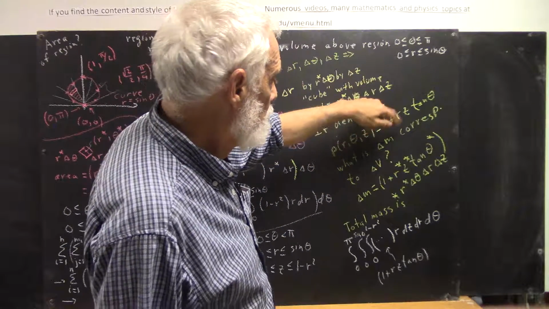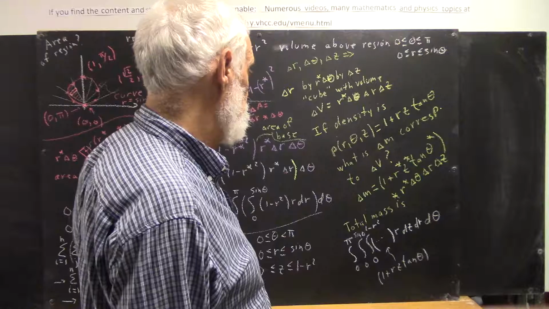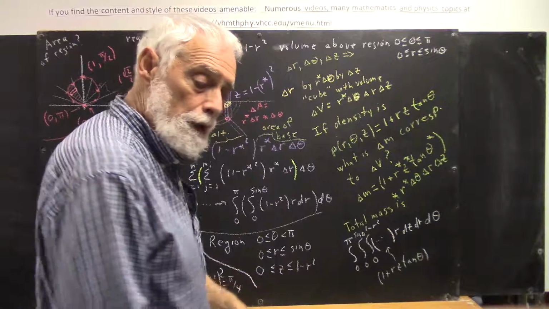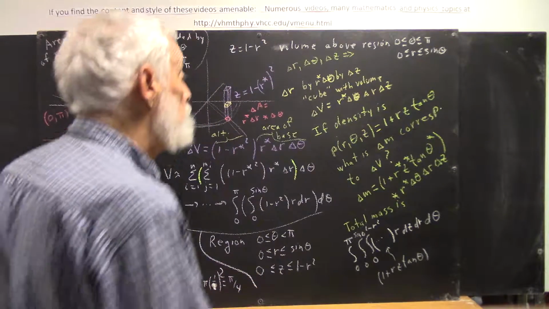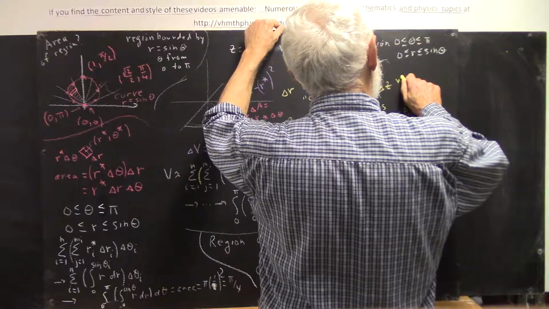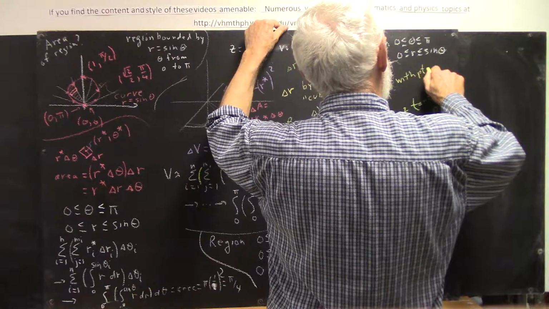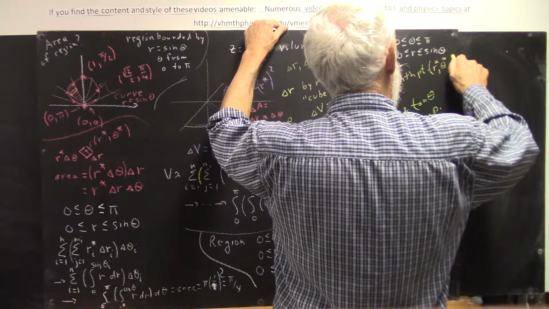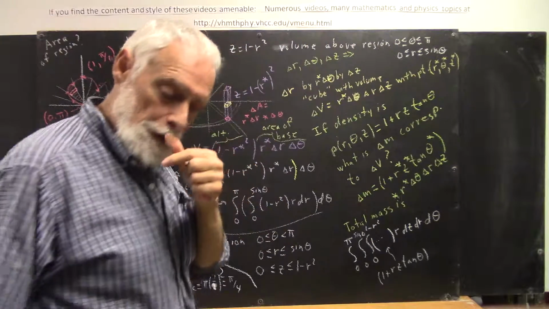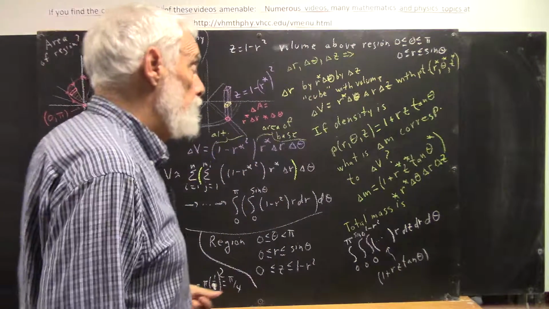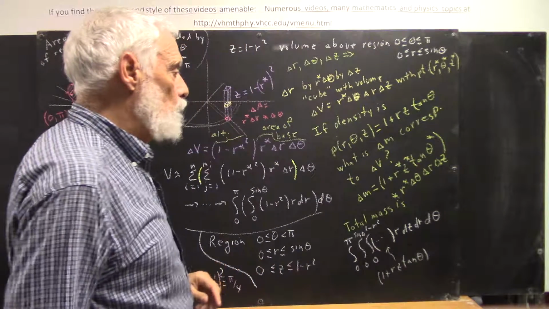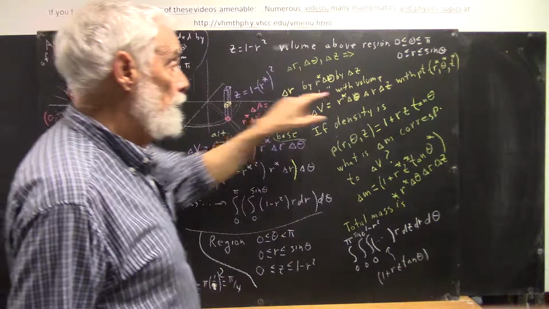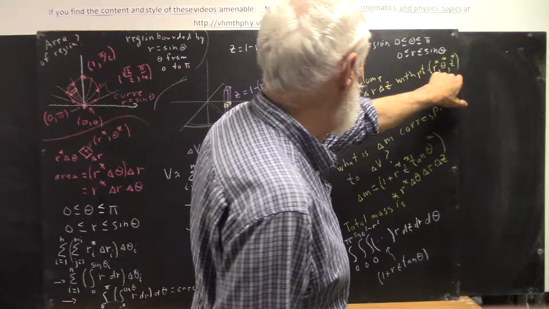So what is the mass corresponding to our volume increment? Our volume increment, r star delta theta, delta r, delta z. And let's make sure we understand that this typical volume increment contains the point r star, theta star, z star. Okay, so what is the mass of this increment? Here's its volume. Here's its typical point.